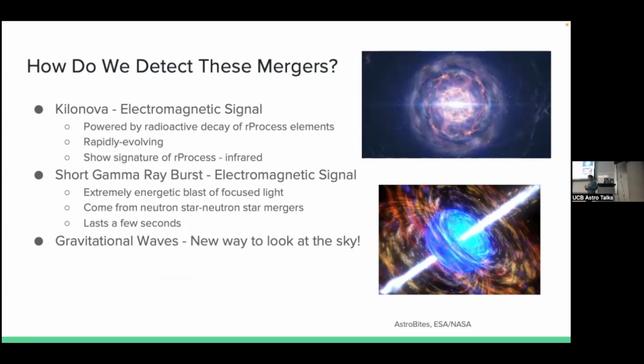And then kilonovae are still a cataclysmic explosion. You still have the crashing of neutron stars together. But the kilonova's light comes purely from the radioactive decay of all of those elements that I've been talking about. So a kilonova is not a supernova, it's not the end of a star's life. It's two neutron stars coming together.